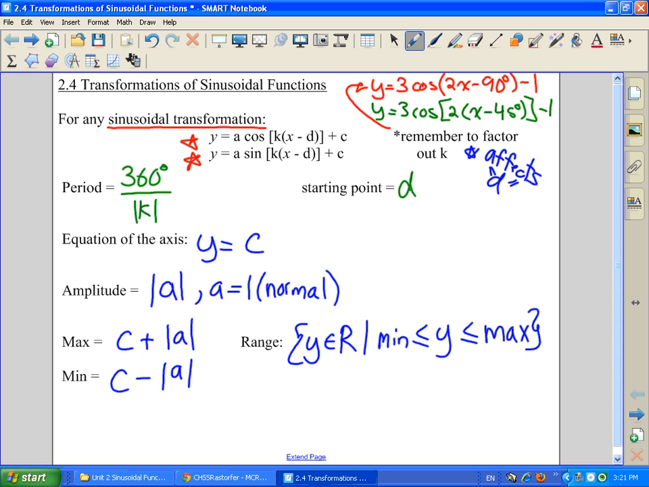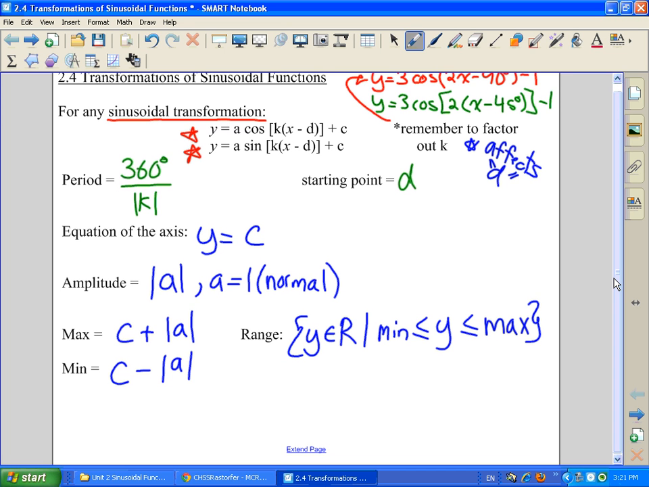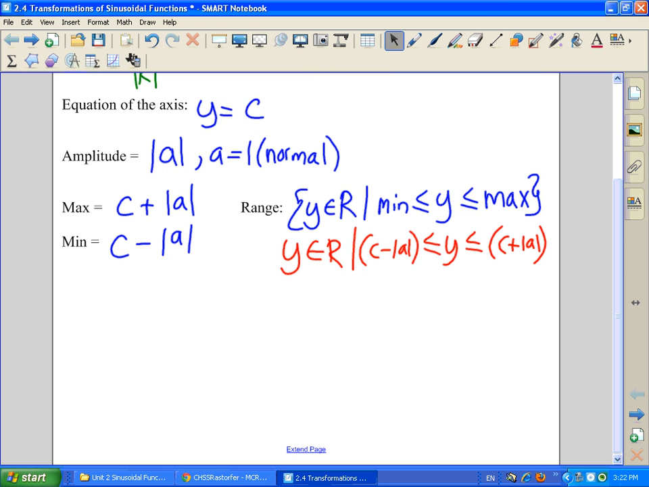And remember for the domain, folks, it's x belongs to a set of real numbers. That stays standard. So I'm just going to substitute in my new min and max values so that you've got it there. My minimum is going to be c subtract the absolute value of a. It's got to be less than or equal to y, which is less than or equal to our max, which is c plus the absolute value of a. So there is a quick review of what we're going to do.